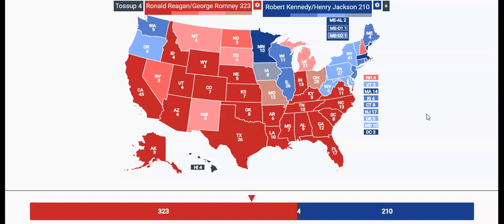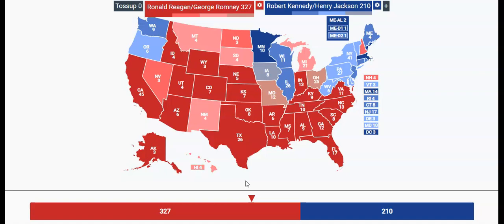And so here's the final map. Ronald Reagan wins 323 electoral votes to Robert Kennedy's 210 electoral votes. We're missing a state. Hawaii, how could I forget? This is another hot take. I think Reagan would have won Hawaii by a lean margin. So 327 to 210.